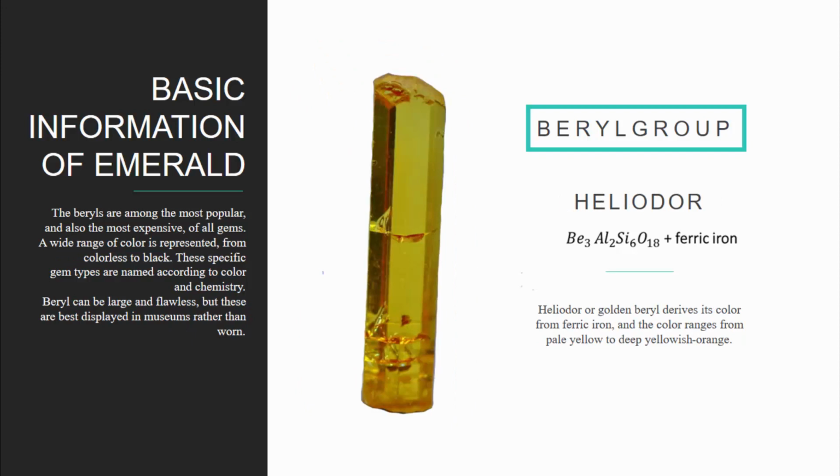Heliodor is another member of the beryl group that is not as common as emerald or aquamarine. This variety of beryl is pale yellow to deep yellowish orange due to the presence of ferric iron. The strength of color depends on the amount of ferric iron in heliodor's chemical composition.